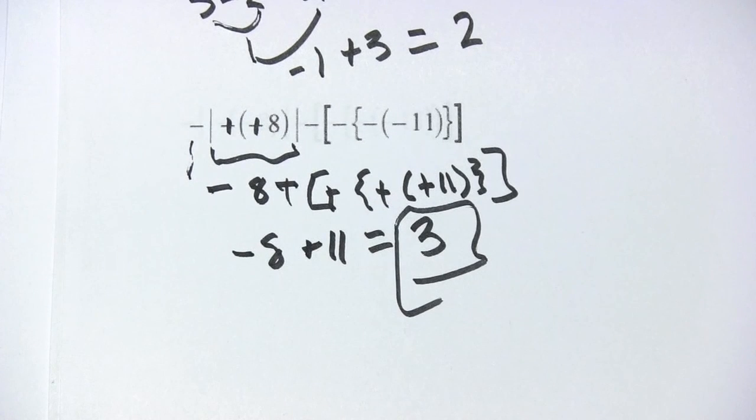So that's a little bit of work with these complicated calculations involving parentheses and absolute value.